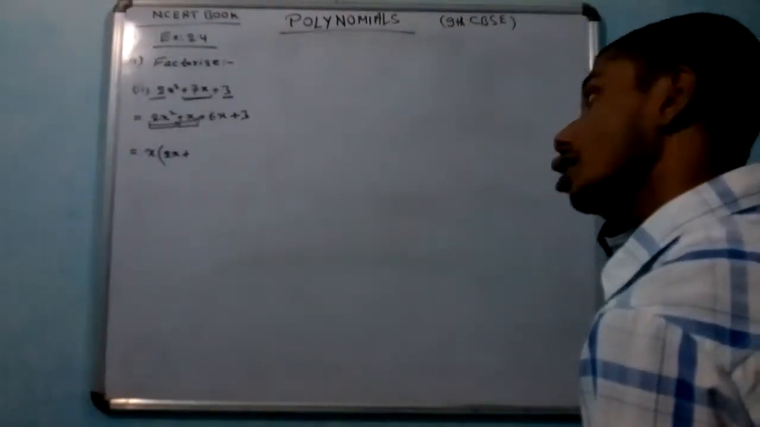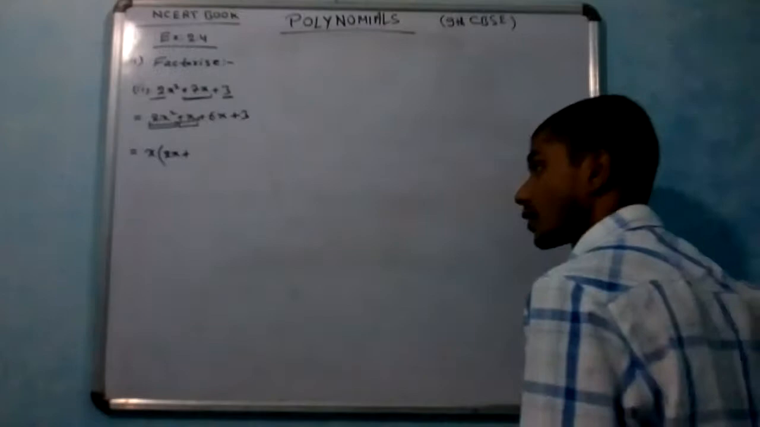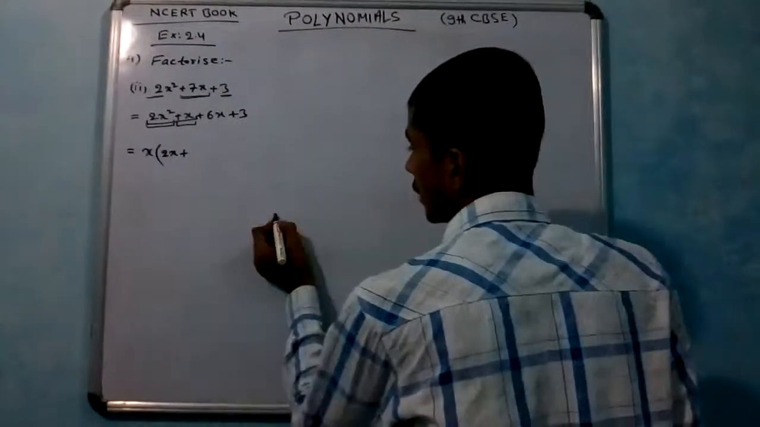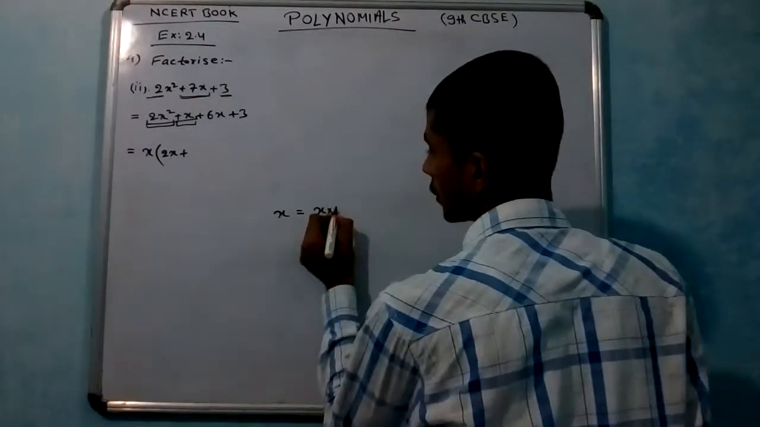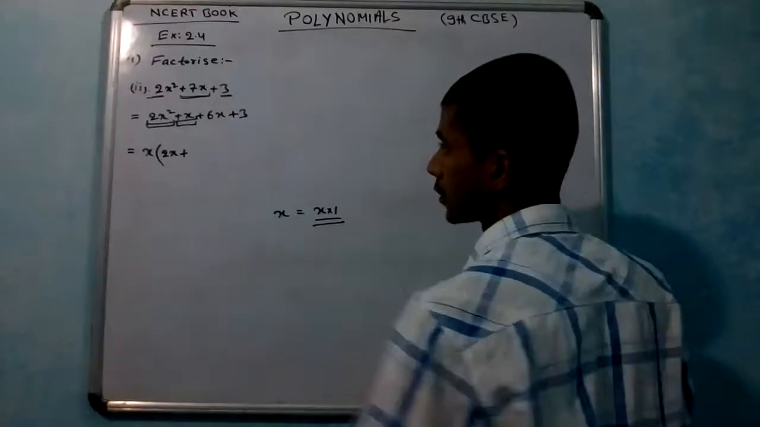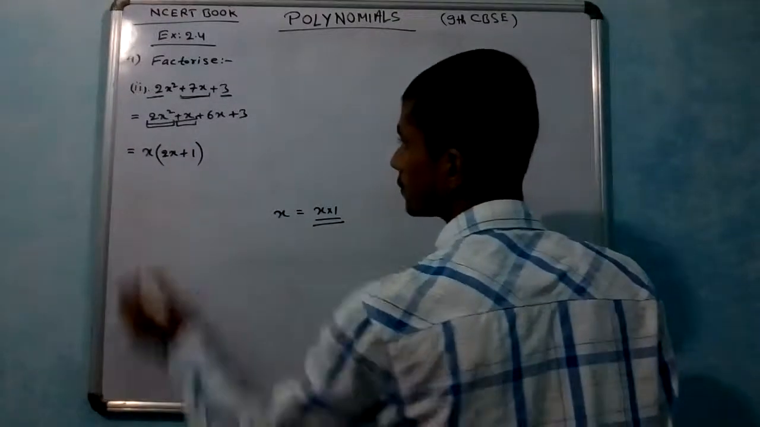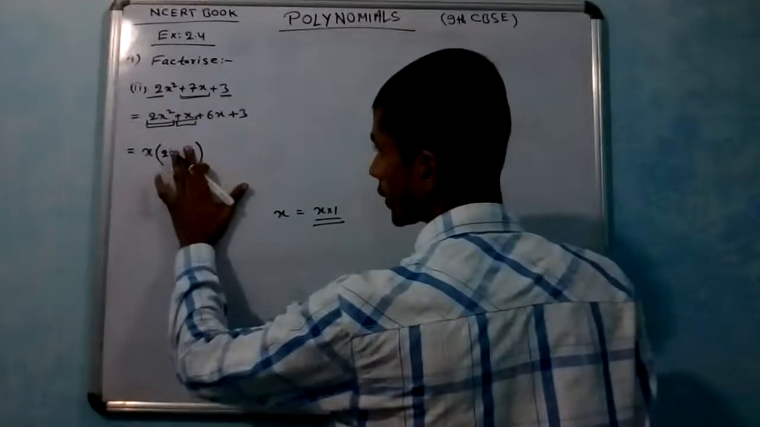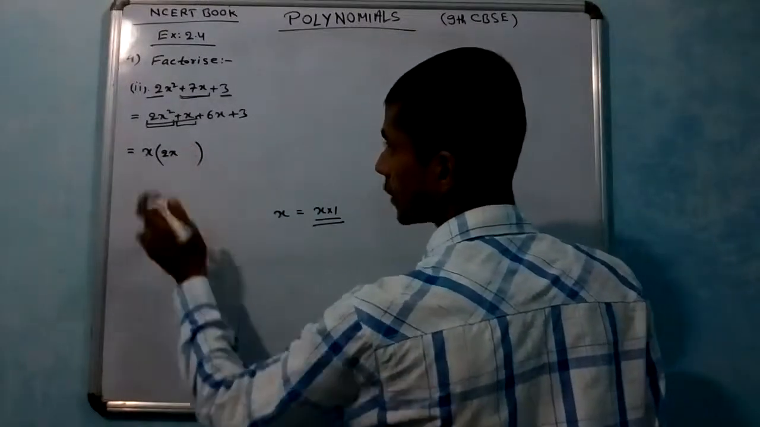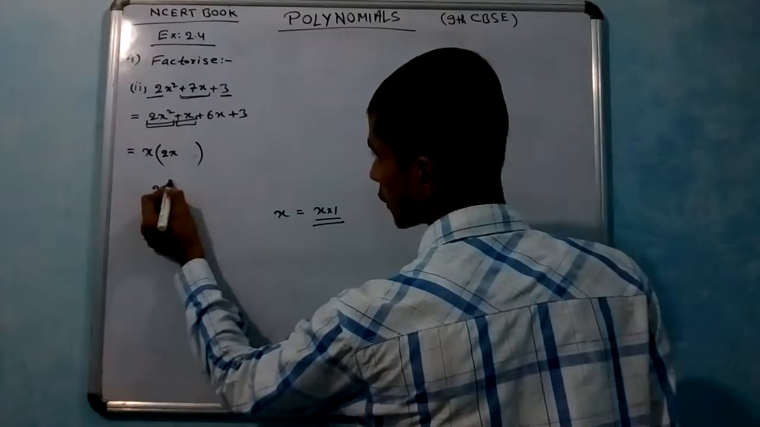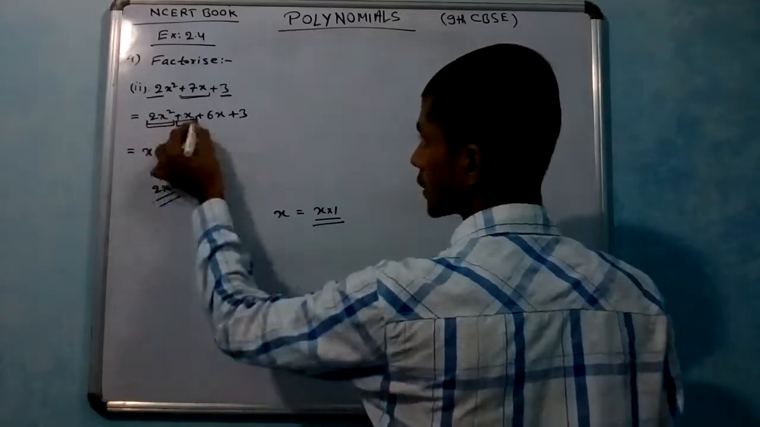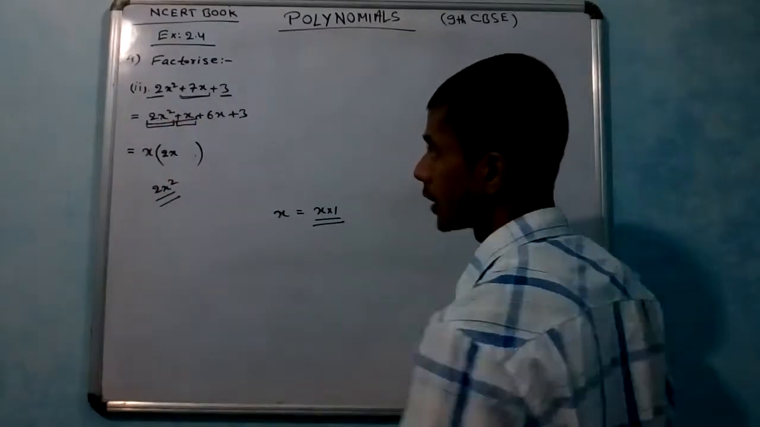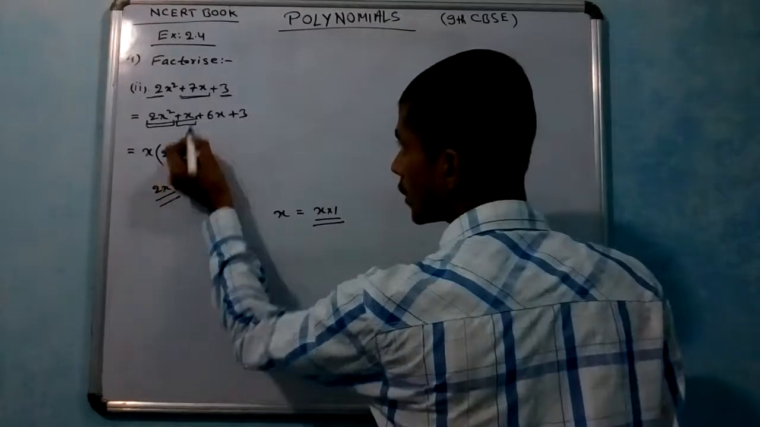There is something 1. X can be written as x into 1. Okay, yes, so there is 1. Fine. Because if you only write 2x, suppose, then when you open the bracket you will be left with only 2x square. So how will we get this x term? Understanding? So there is 1 left here.